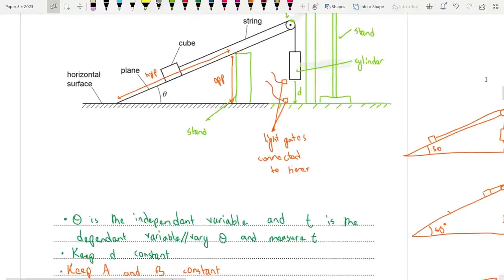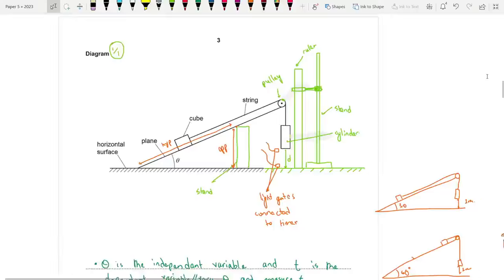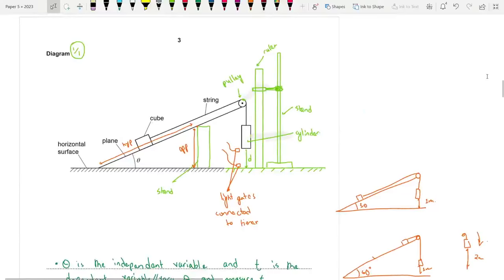Okay, now let's move on to the next part. You can pause this and copy. So the ruler has to be clamped. Okay, and yeah, it has to have a stand next to it.